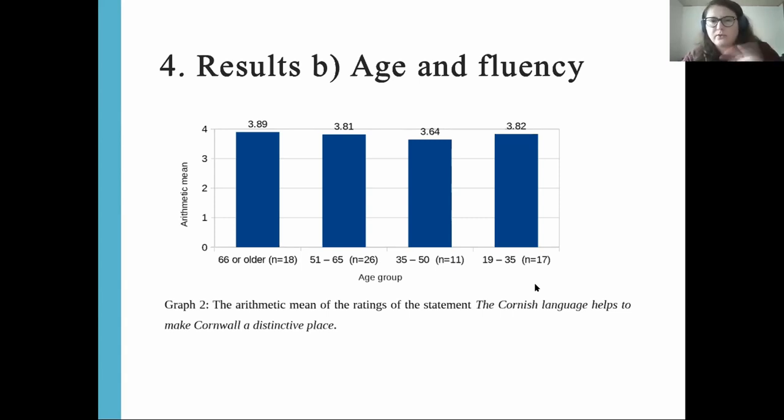So I really tried to exclude that from the analysis. And as you can see, there is a slight dip in the group from 35 to 50. For this statement, the Cornish language helps to make Cornwall a distinctive place. So not as many people in this age group agree as in other age groups, but as I said, it is not statistically significant. It's just maybe a suggestion for further research.